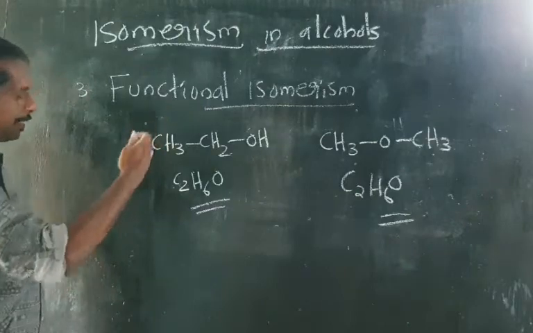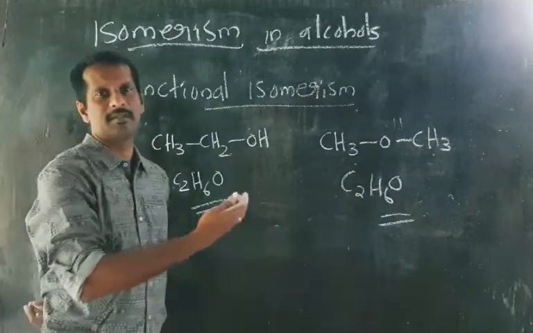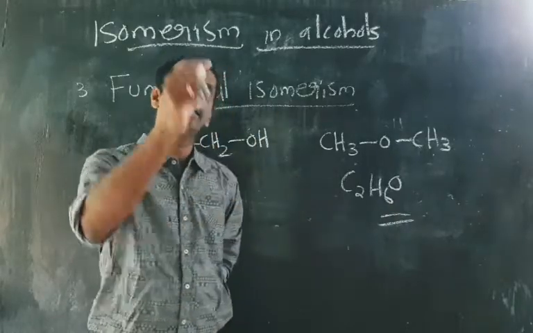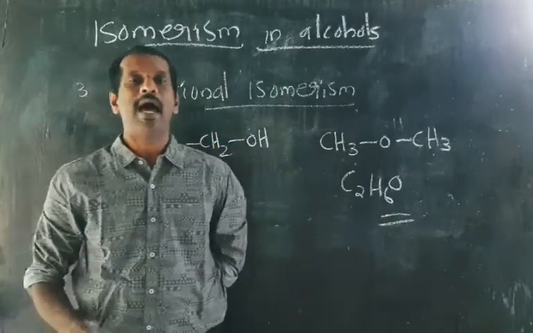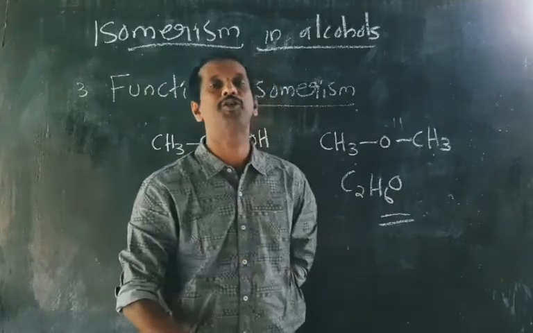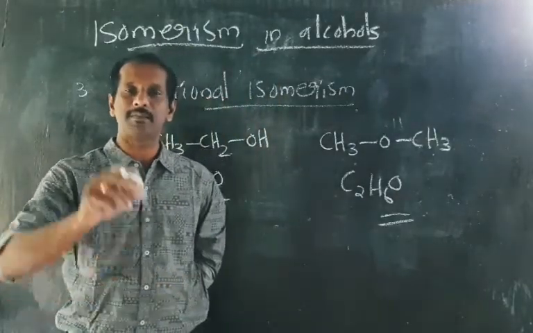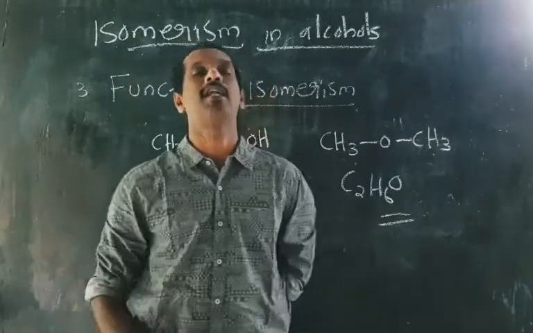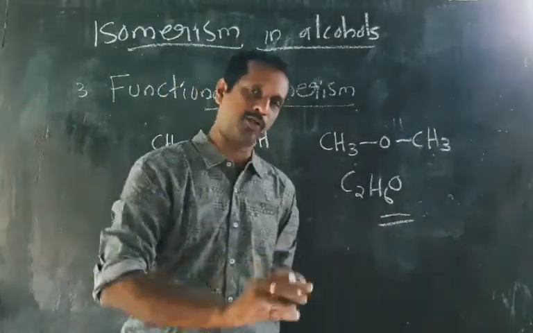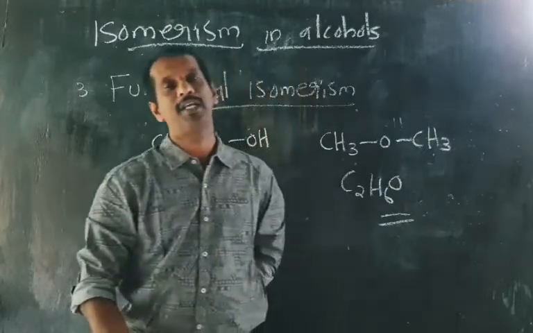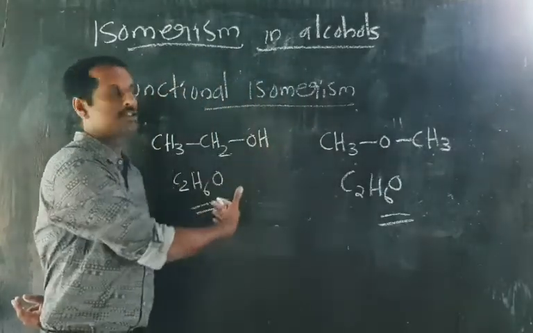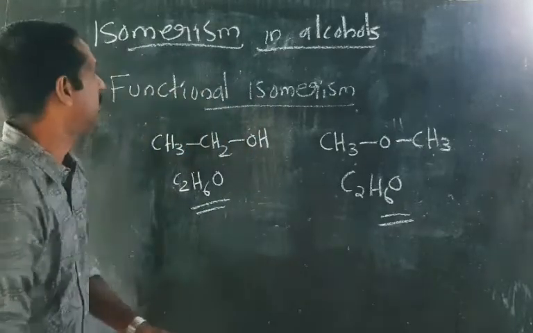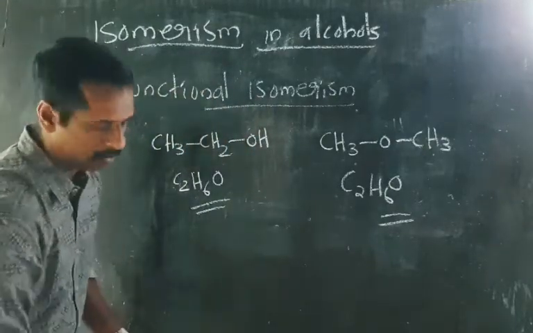Okay, these are the main types of isomerism shown by our alcohol. First one is chain branch isomerism, and the second one is position isomerism. In position isomerism, the isomers differ from each other in the position of the functional group, the position of the OH group. That is what is known as position isomerism. And last one is functional isomerism. So that's all about isomerism in alcohols.